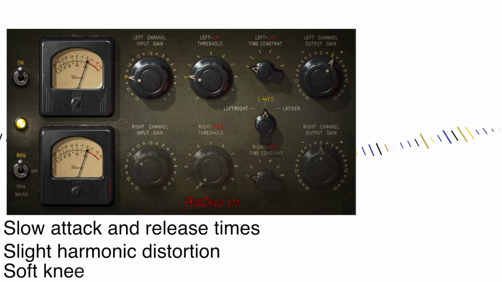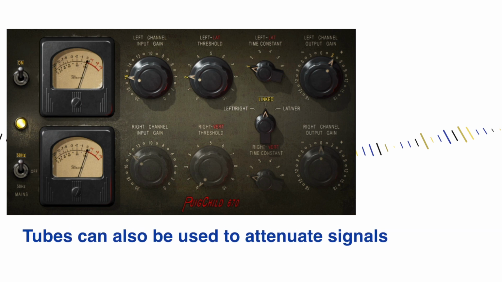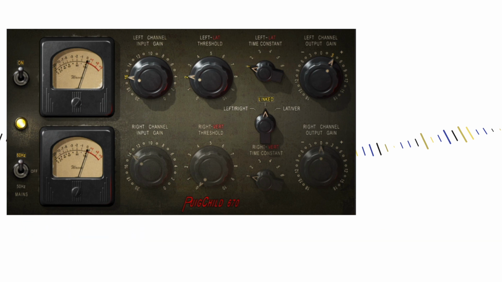soft knee, program-dependent ratio. Tubes are well known in the audio industry as amplifiers, but they can also be used to attenuate signals, as is the case with variable mu/tube compressors. These compressors are considered program-dependent, which means that the ratio of compression increases as the input signal amplitude increases. Many variable mu compressors don't even have a ratio parameter control.